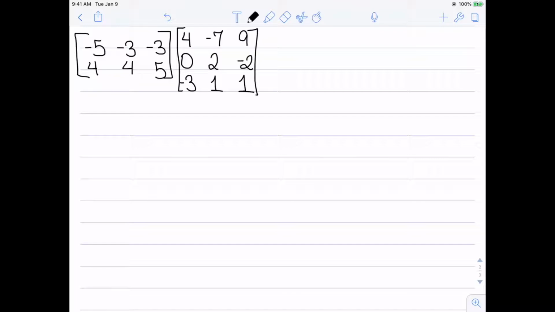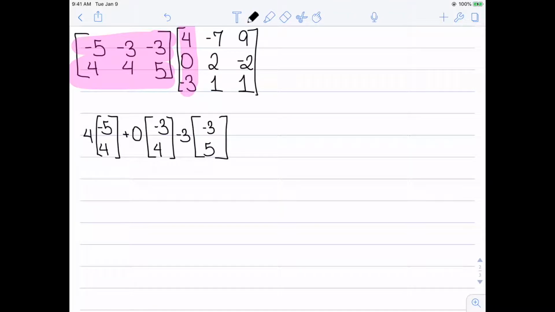Here I have two matrices and I want to find the product. I'm going to assume the one on the left is A and the one on the right is B. The first step is to multiply my matrix A by the first column of B. As a reminder, I do this by multiplying entries of the vector by columns of the matrix and then adding them up. So I have 4 times the first column plus 0 times the second column minus 3 times the third column.